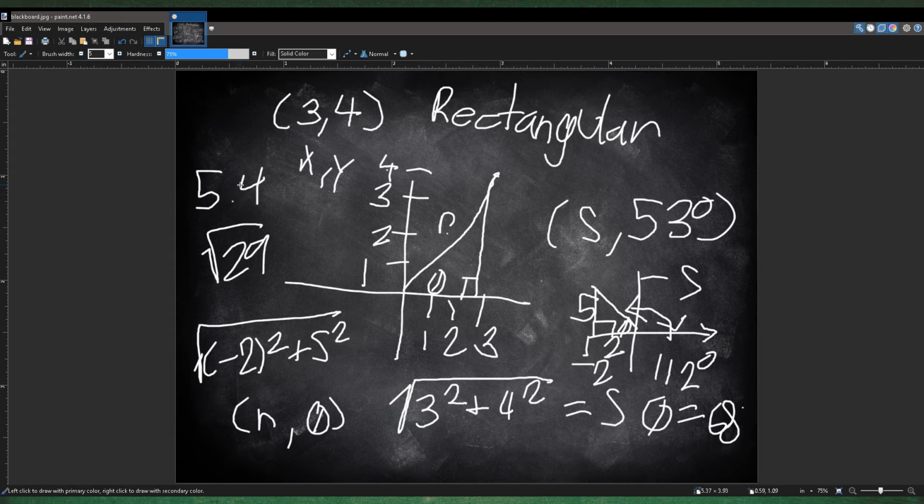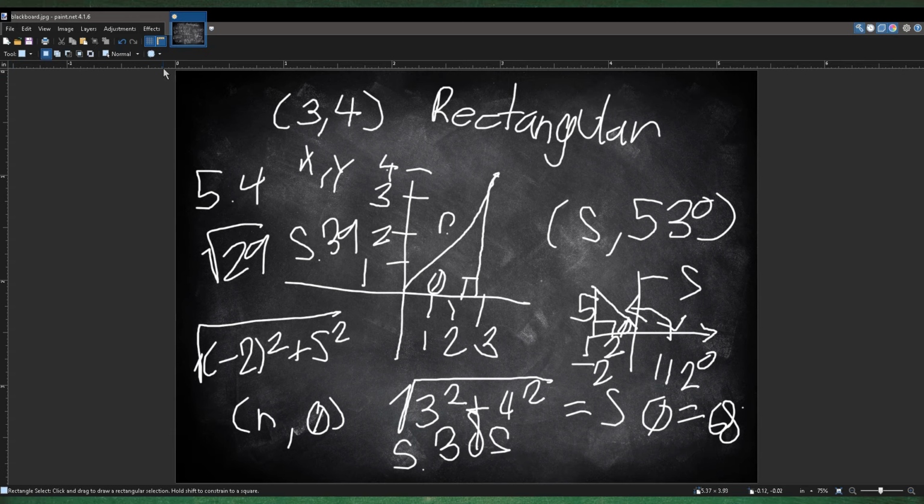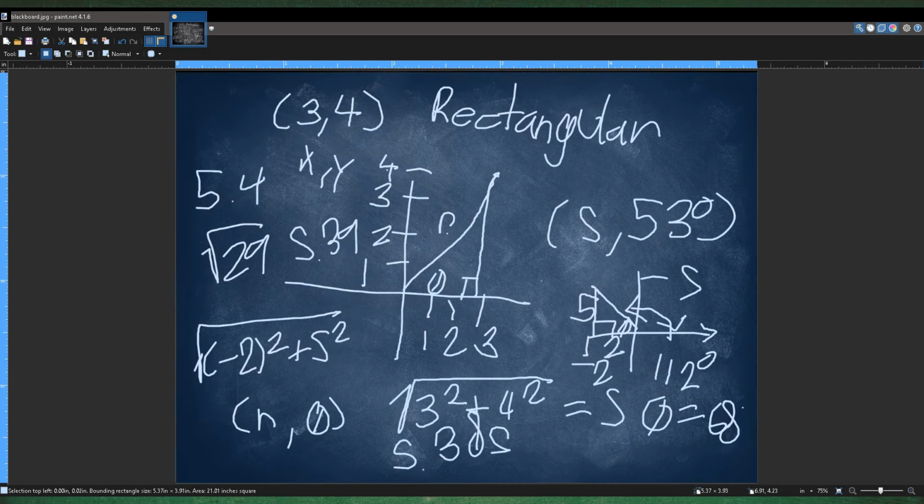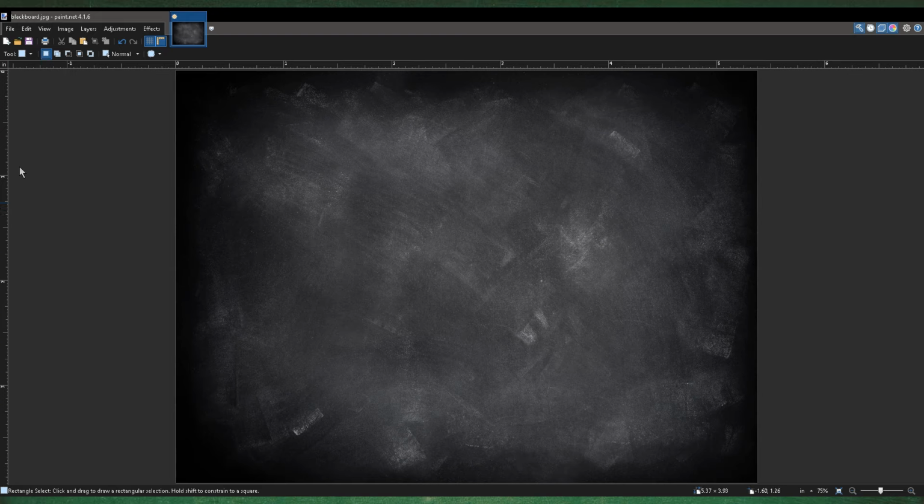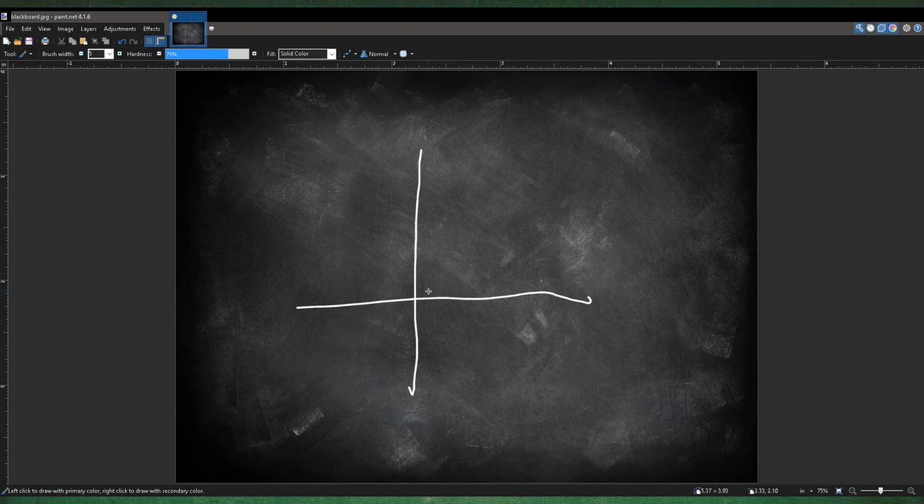If you round to the hundredths, you get 5.39, or if you round to thousandths, it's 5.385. Sorry, I'm running out of room. So basically, that's how you do it. That's what a polar coordinate is: it uses the radius and theta instead of the x and the y.